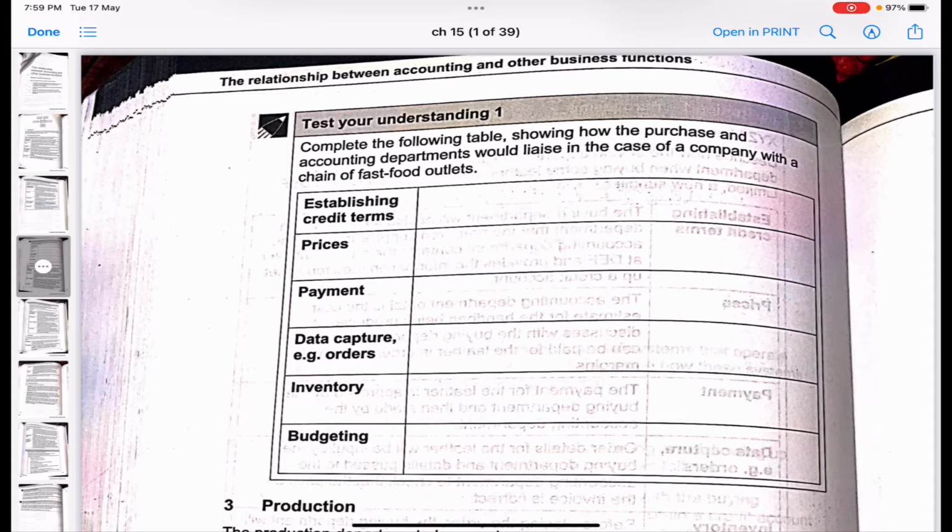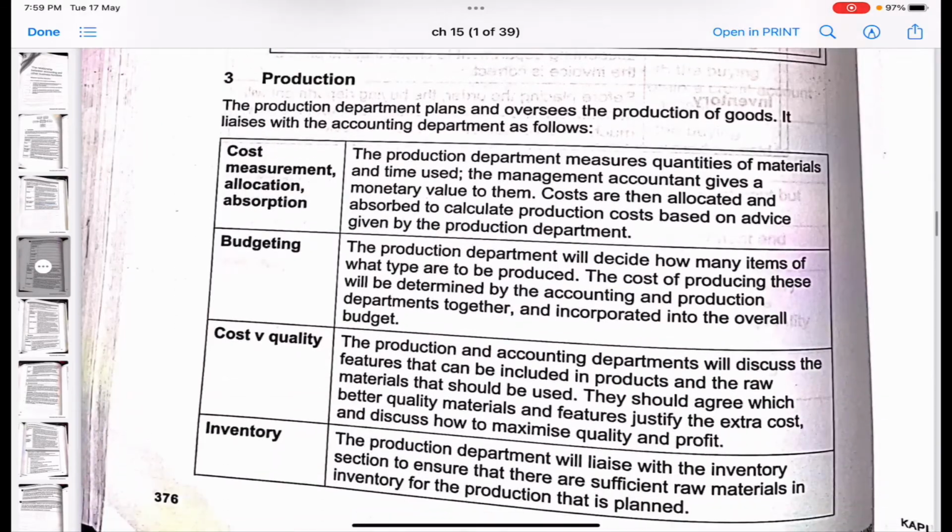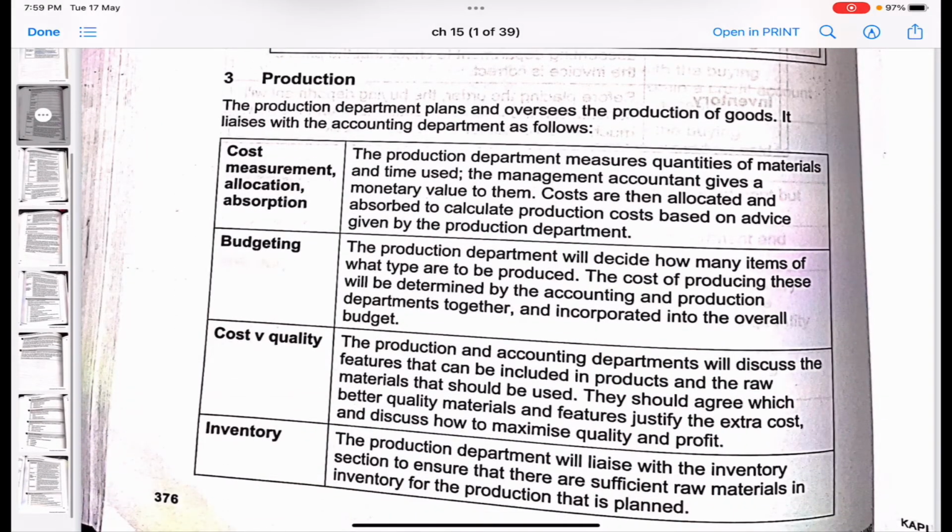And data capture, order details will be input, and then we check the inventory. And then for the budget, the accounting department will consult the buying department on how much cost is the estimate, and then the budget will be made. Hope that's clear. Production. So what we saw right now was purchase department or the buying department.